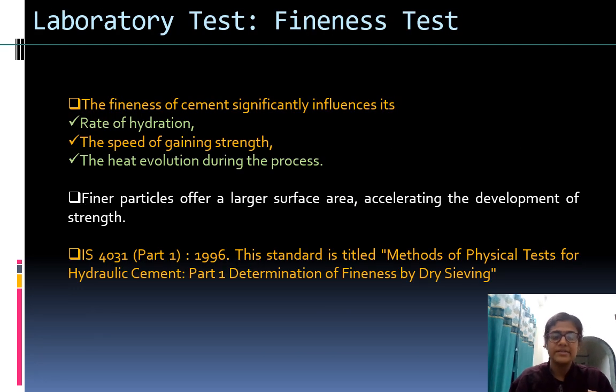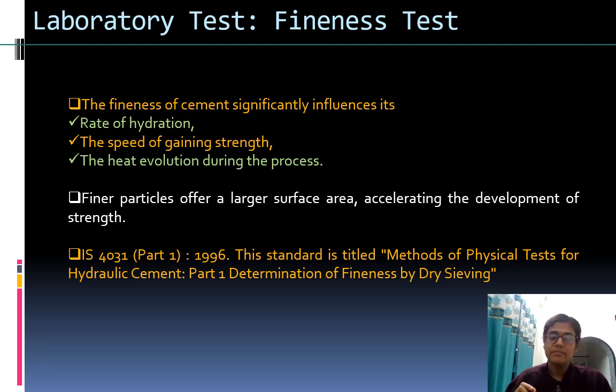So moving to the lab test. First and foremost we'll be covering the fineness test. Fineness of cement is very important. By fineness we mean the size of the grains of the cement. We must understand that any particle which is very small will have more surface area. If it has more surface area, the attack of water will be more, so the development of strength will also be very fast.